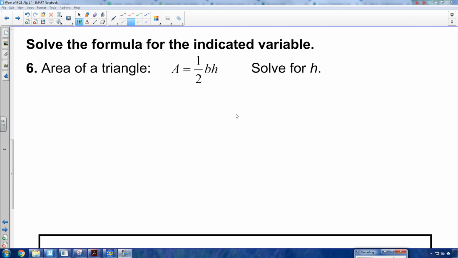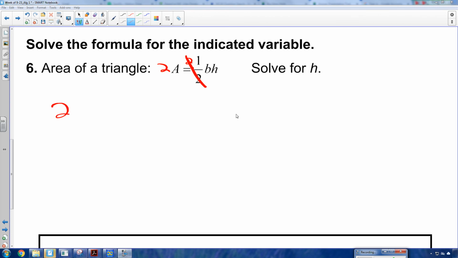The answer: multiply by 2. So the answer came to get rid of a 1/2, we can multiply by 2, okay? So that goes away. The 1 doesn't really need to be there. It can if you want, but we have 2a equals bh.